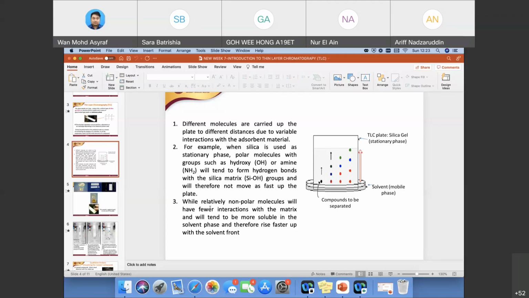So relatively non-polar molecules will have fewer interactions with the matrix and will tend to be more soluble in the mobile phase and then rise faster up with the solvent front. Up until this point, do you understand how TLC or thin layer chromatography works?